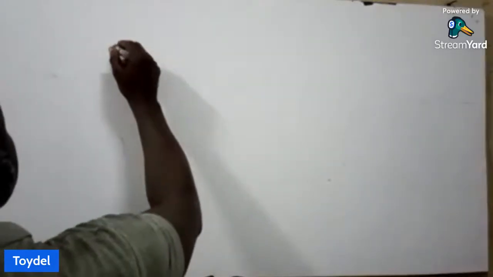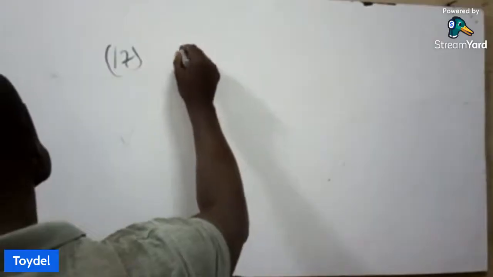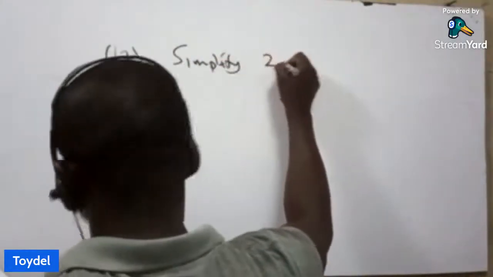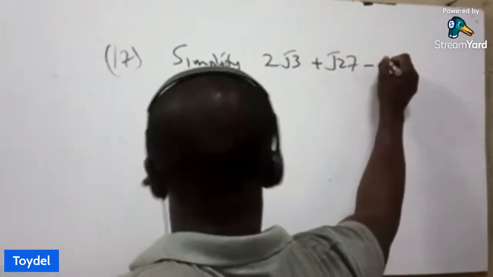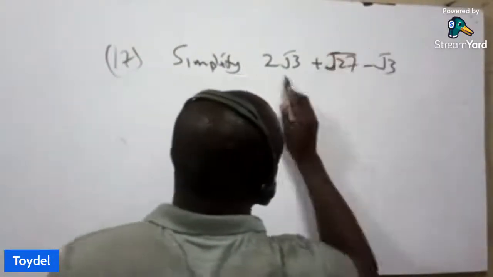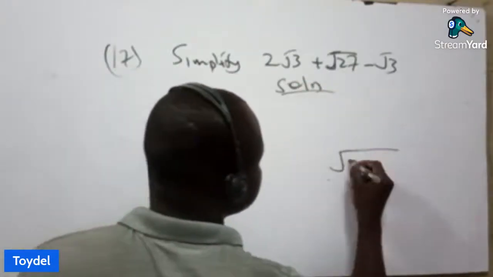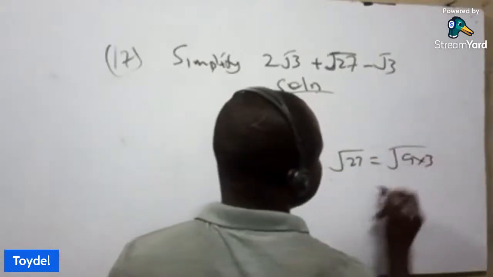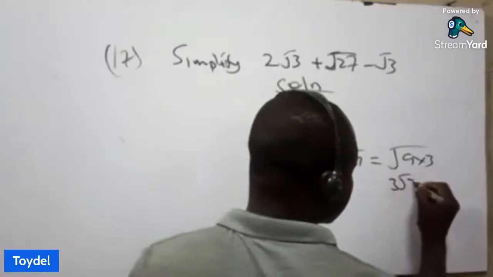Then let's take another question on surds. In this case, you have to simplify, or evaluate, 2 root 3 plus root 27 minus root 3. So in this case, we have to rewrite this 27. Can we break down 27? Square root of 27 is the same thing as square root of 9 times 3. So square root of 9 is 3, right? So I can change square root of 27 to 3 root 3.